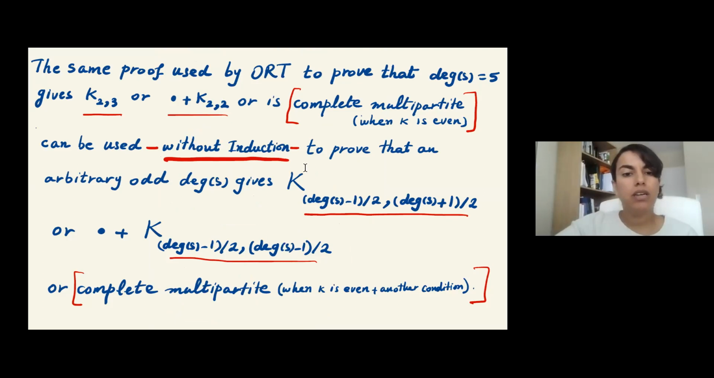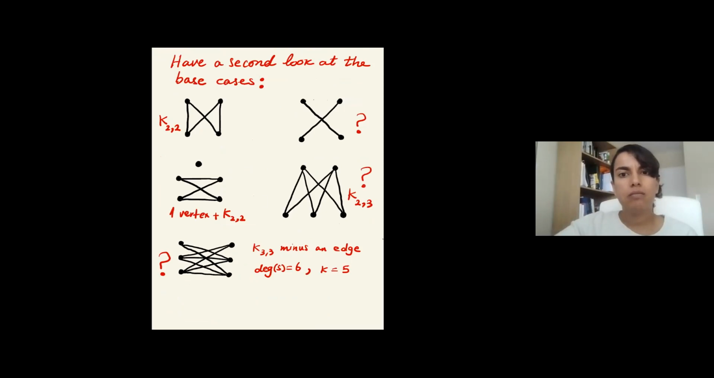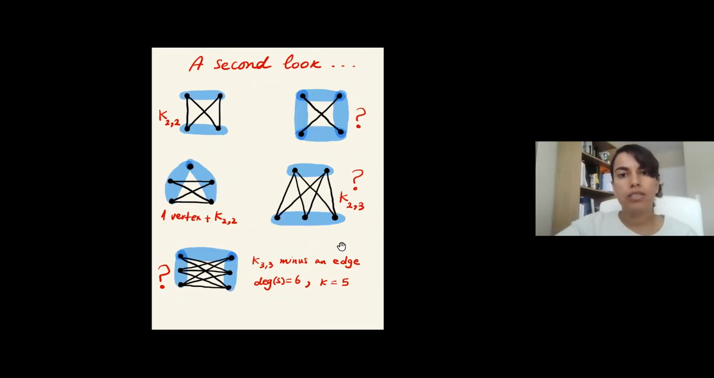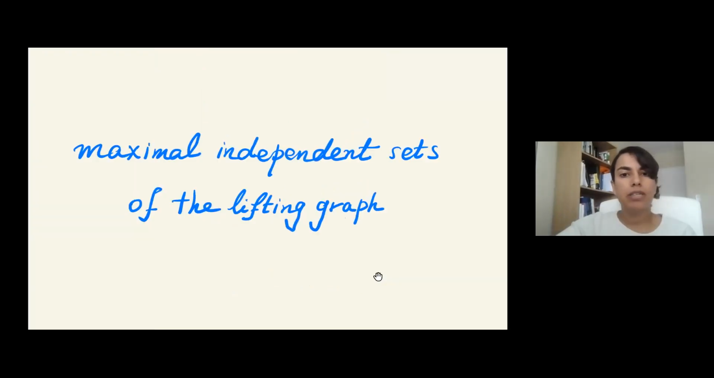So how does the same proof work? Let's look again at the base cases. What do you see here? What are the most important objects here? It's the maximal independent sets of the lifting graph. Okay, so let's read the results again in terms of maximal independent sets.